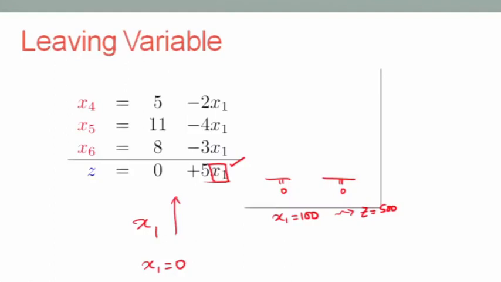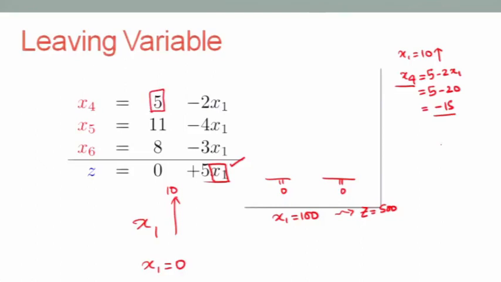So suppose x1 becomes 10. I take it up to 10. Then what does x4 become? x4 is 5 minus 2x1, and this becomes 5 minus 20, which is minus 15. So if I take x1 from 0 to 10, x4 unfortunately falls from 5, which is its current value, to minus 15.